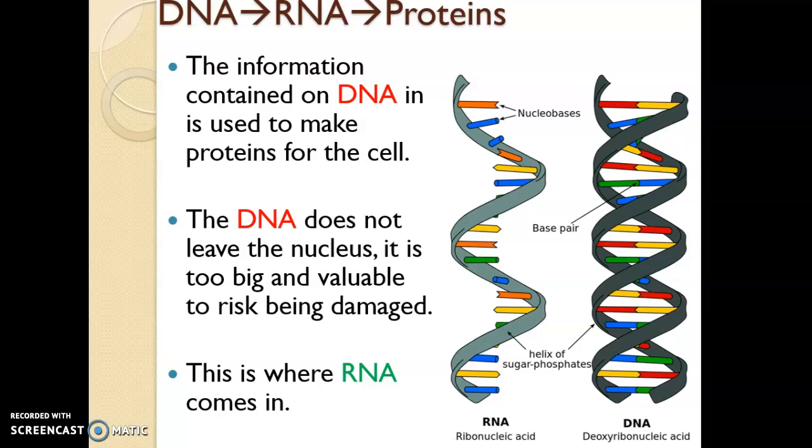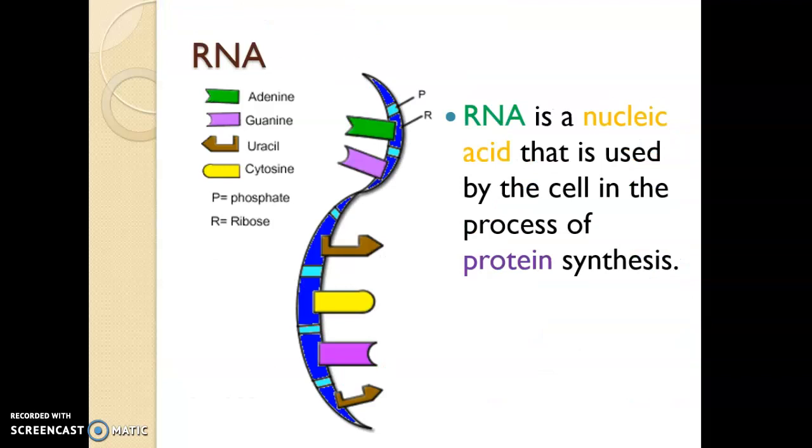Now looking at RNA, you can see two diagrams here, one of DNA and one of RNA. DNA is that classic double helix structure that we learned about last chapter. RNA, on the other hand, is a single-stranded structure. You can see it's basically like that twisted ladder that only has one side to it. That's one of the major differences between these two molecules. Here we can see a little more clearly that RNA, again, is single-stranded. And RNA is a nucleic acid that is used by the cell in the process of protein synthesis.